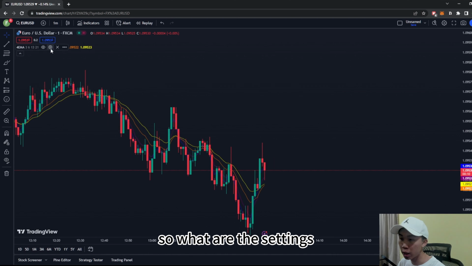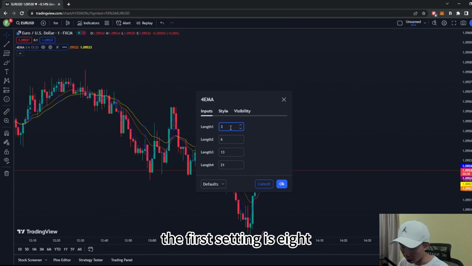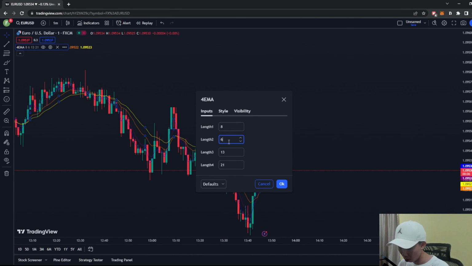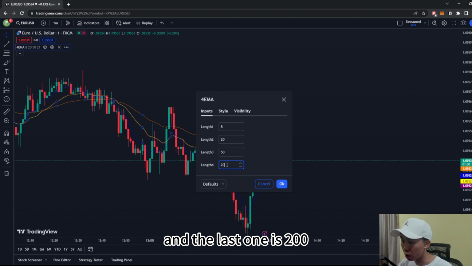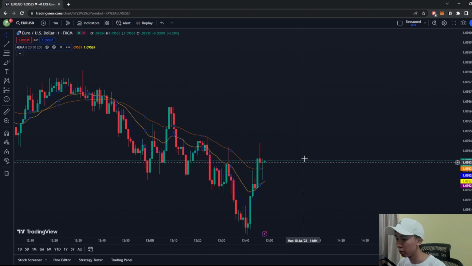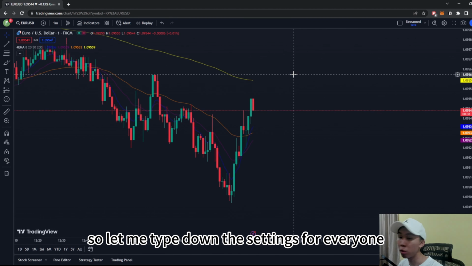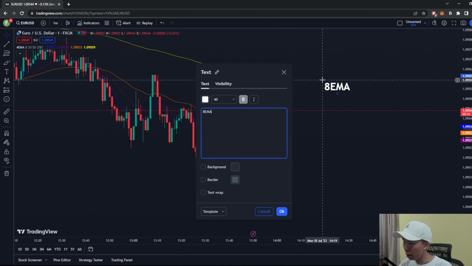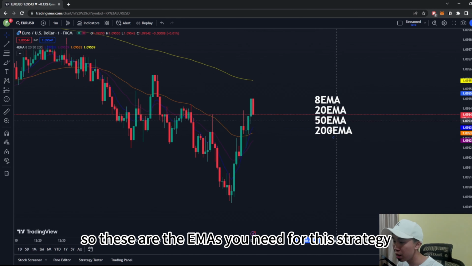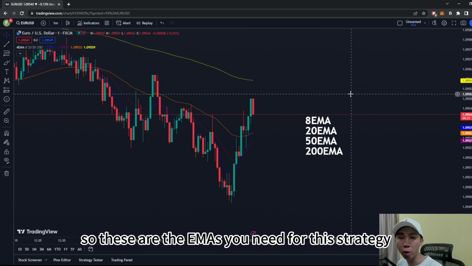So what are the settings? The first setting is 8, second is 20, third is 50, and the last one is 200. So let me type down the settings for everyone. 8 EMA, 20 EMA, 50 EMA, 200 EMA. So these are the EMAs you need for this strategy.